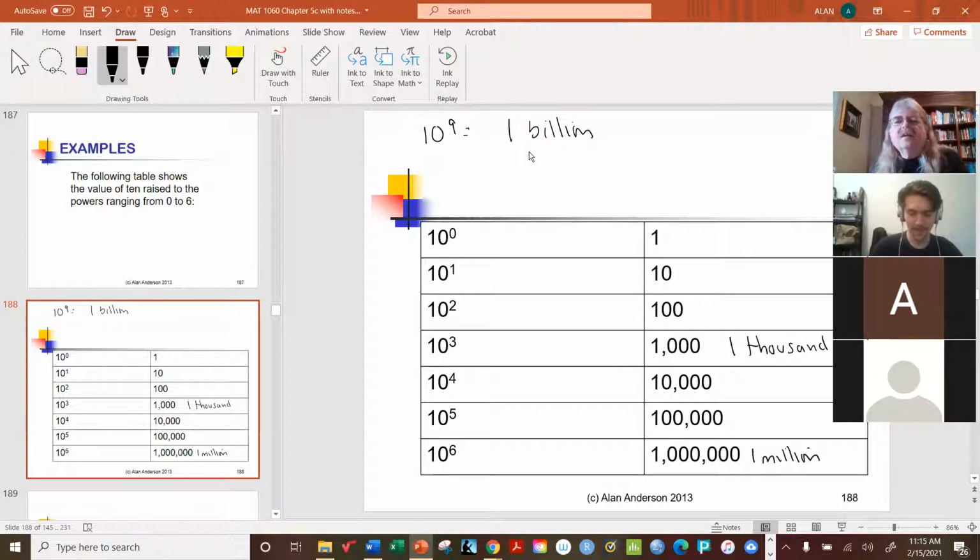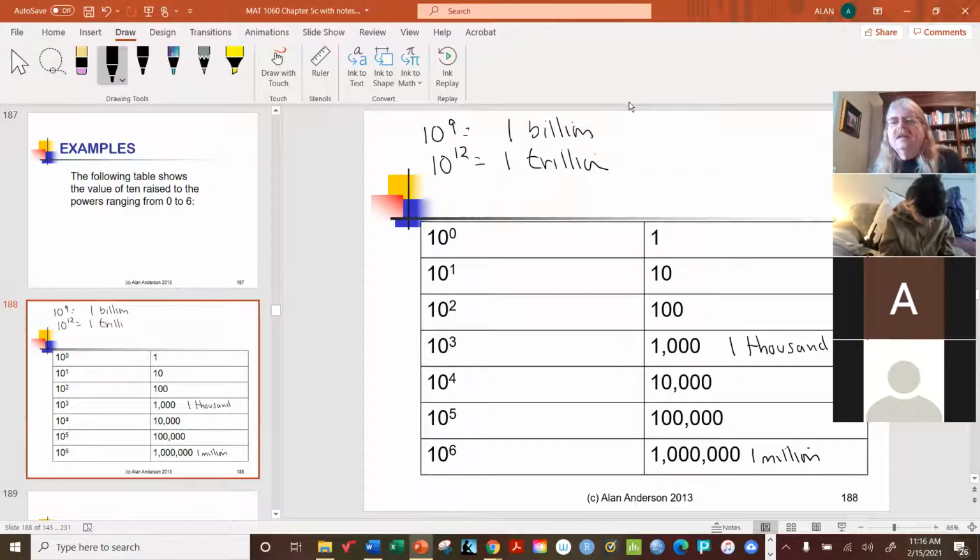And how about this one? Any ideas? Trillion? It's a trillion. That's right. Now, you might think it stops there with the naming, but you know what? I found this very interesting Wikipedia page, and we're going to take a look at it right now, and you're going to be surprised by some of these names. Watch this.